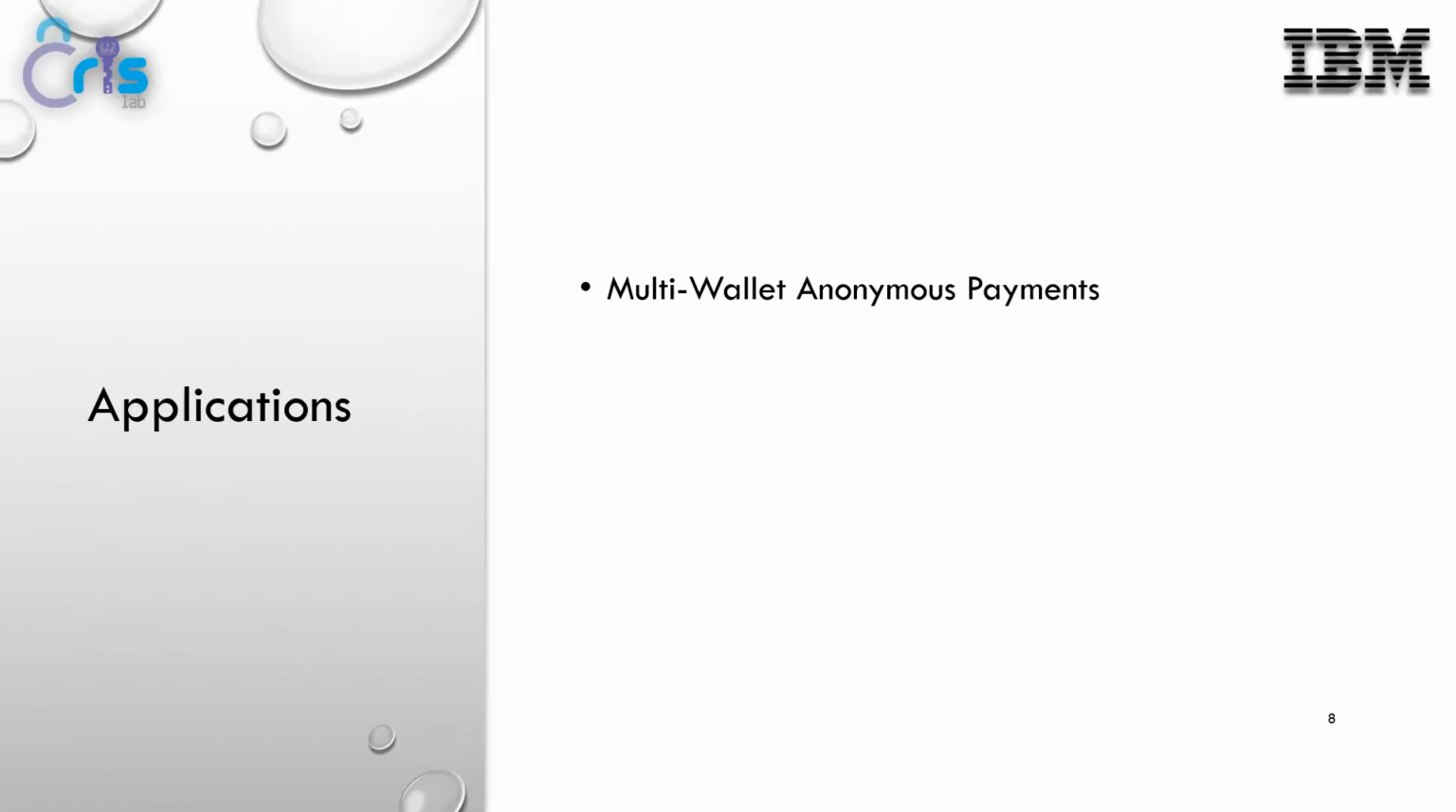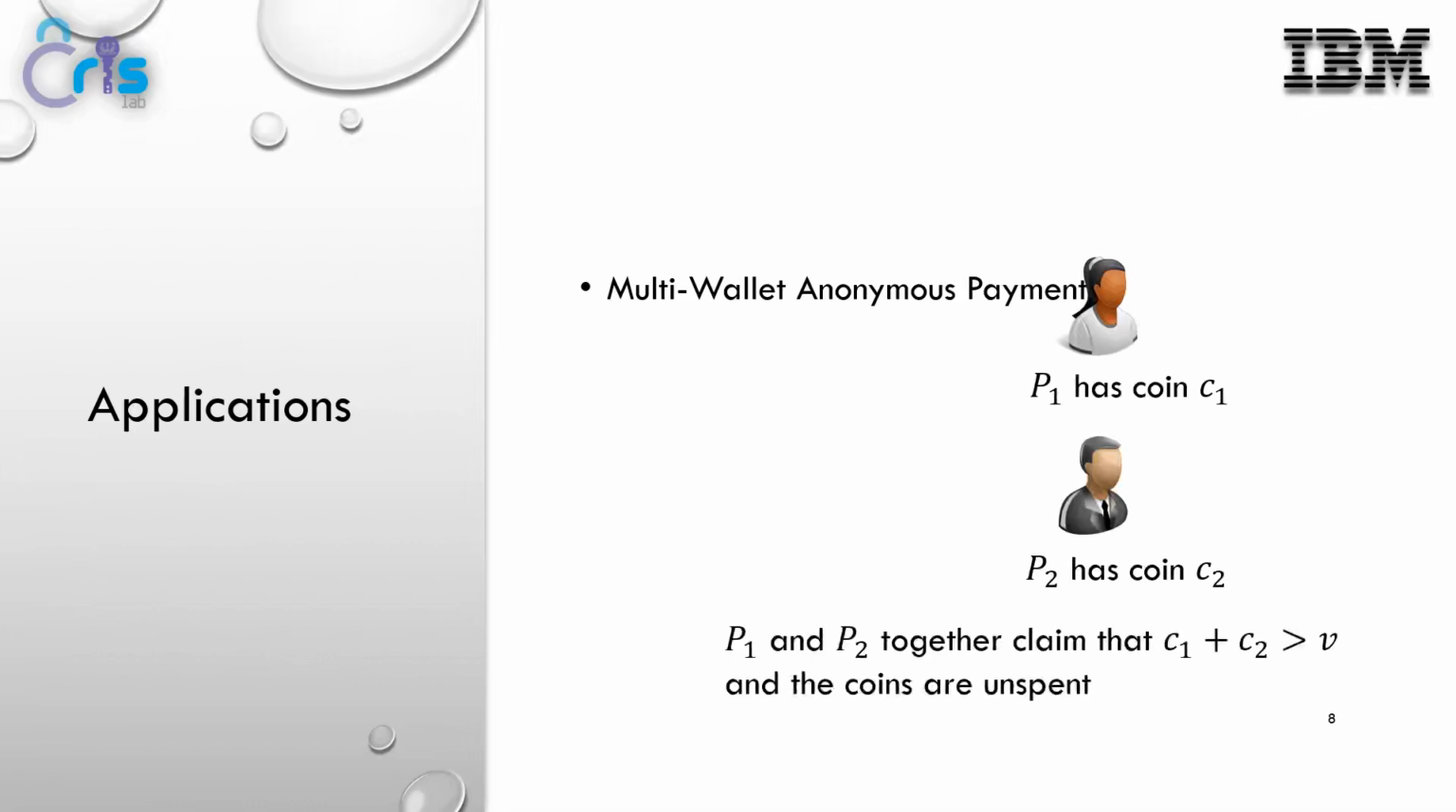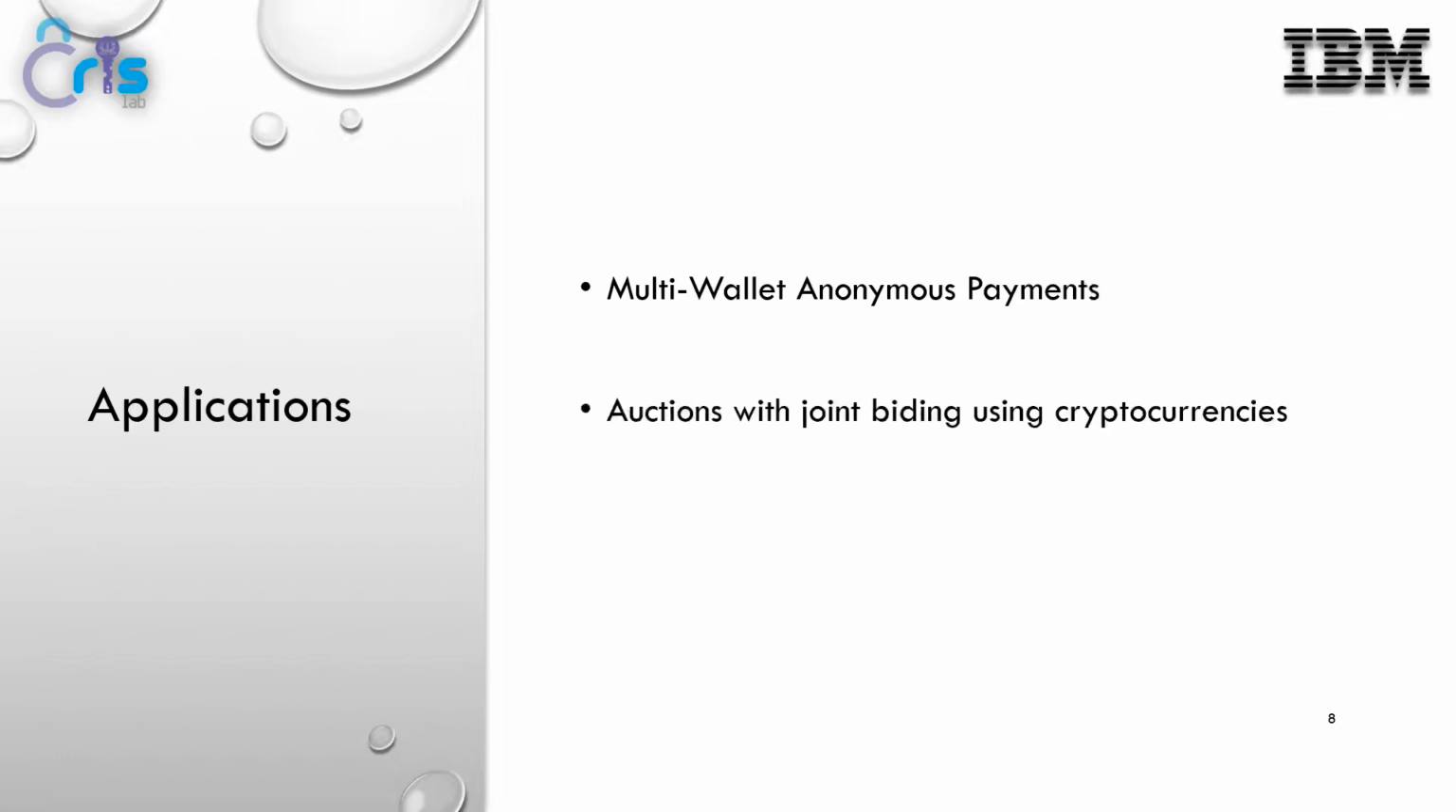For example, consider a cryptocurrency where P1 has coin C1 and P2 has coin C2. Together they claim that their coins are unspent and the combined value of their coins is more than a publicly known value V. Similar to this, another use case is auction with joint bidding using cryptocurrency, where parties opt for joint bidding so that they can have a higher chance to win the bid.